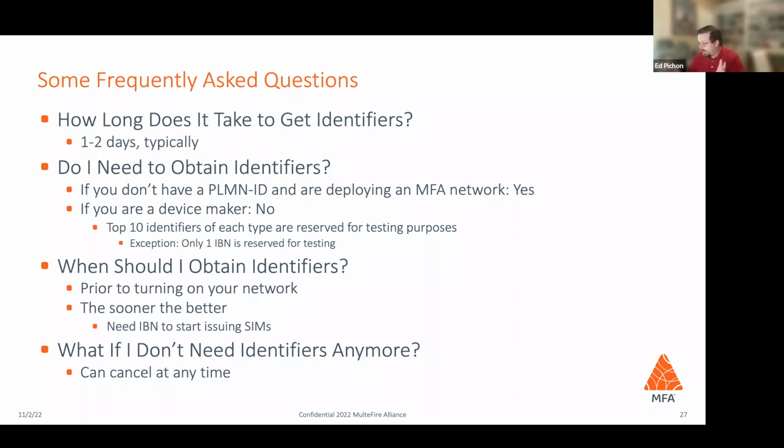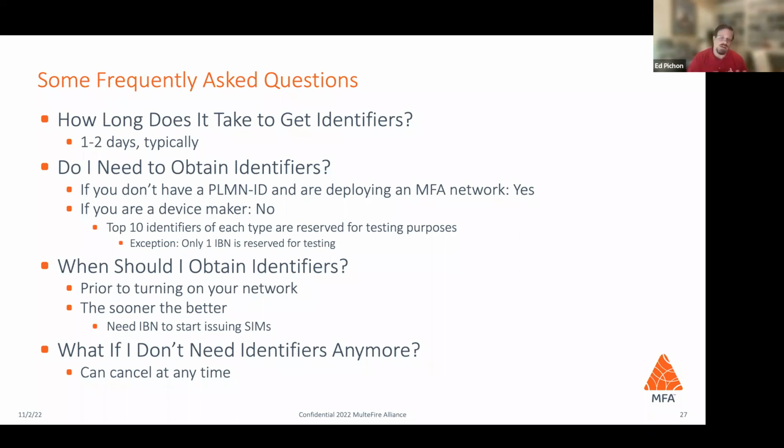When should you obtain the identifiers? The best time to do that is anytime before you turn on your network. You can't turn it on unless you have these identifiers because it won't work. We recommend, though, you do it fairly early in your process of deploying a network, primarily because it can take some time to issue SIMs and get those cut. And you'll need that MC block number. So the sooner you can get that, the sooner you can start issuing SIMs.